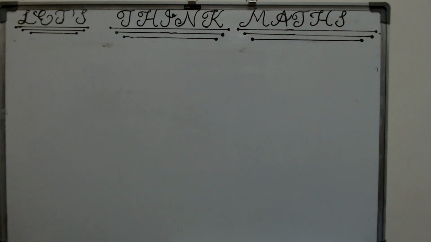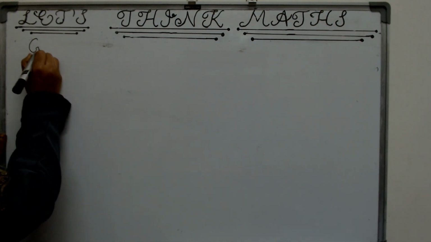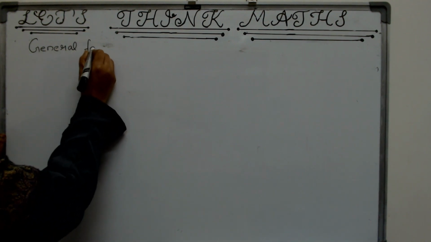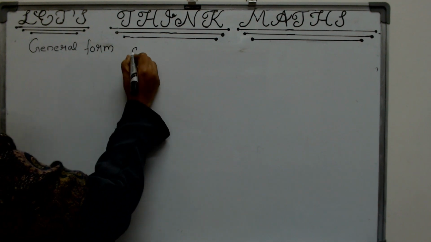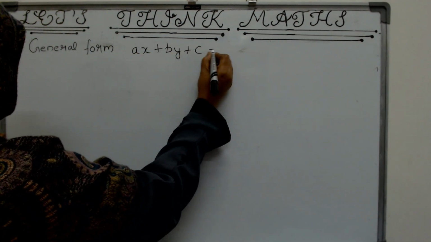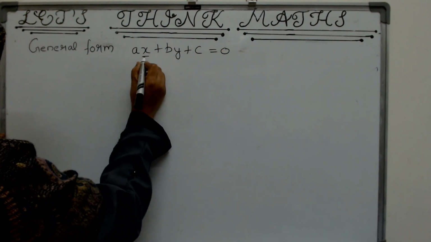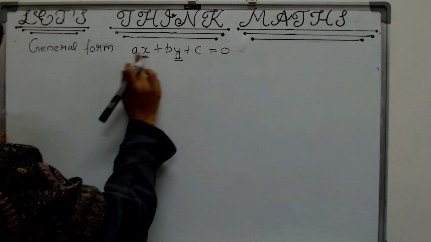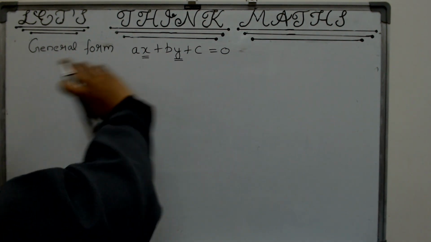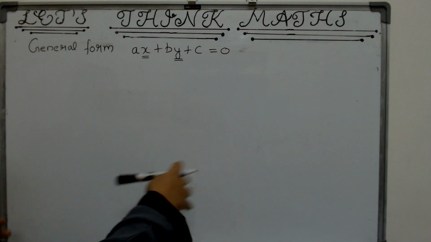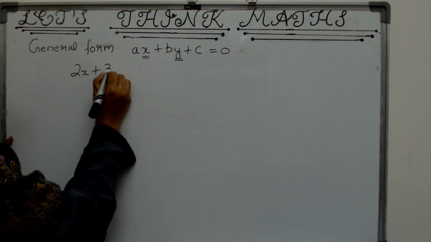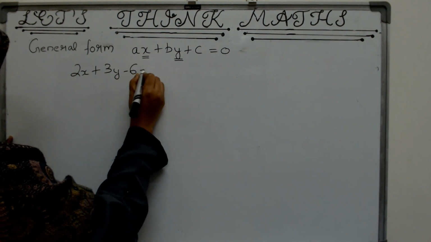We start with something which is called the general form or the standard form of the equation of a line, and it looks like this. This is a linear equation in the variables x and y, and a, b and c are any numbers. Give any values to a, b and c and you will get a line. For example, 2x plus 3y minus 6 is equal to 0.